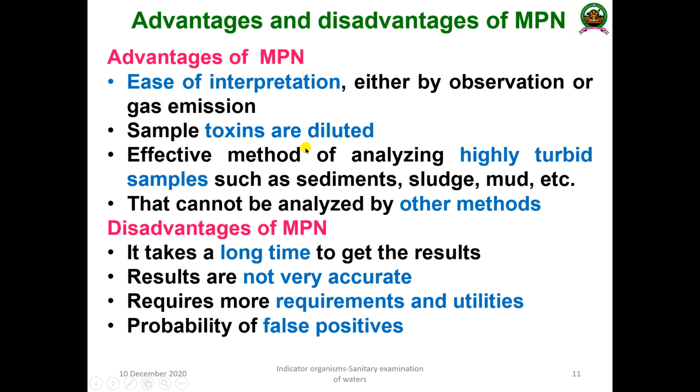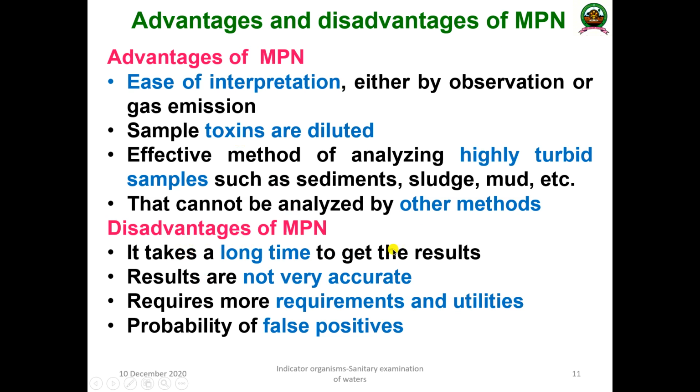Then the sample toxins are diluted. When you dilute the water sample, which sometimes has a lot of toxins due to heavy metals and similar things, that toxin will be diluted. It is also an effective method for analyzing high turbidity samples, the best method for thick samples such as mud and sludge, and water with a lot of impurities such as sediments. This method can be used to check coliform counts that cannot be detected by any other method. All other methods are not possible for such samples, so we can use this method.